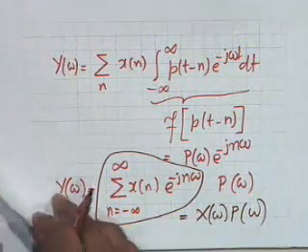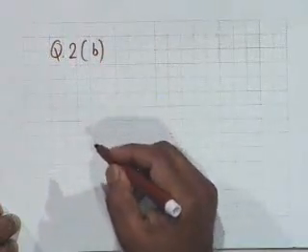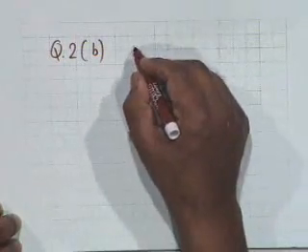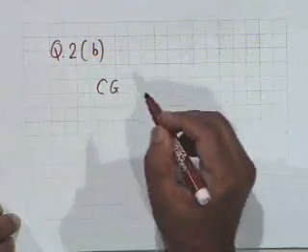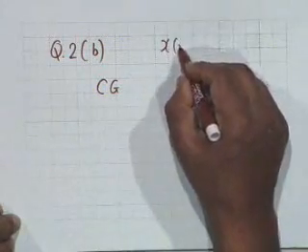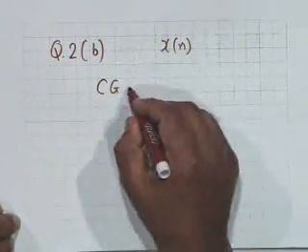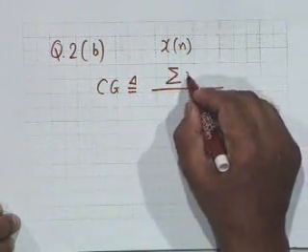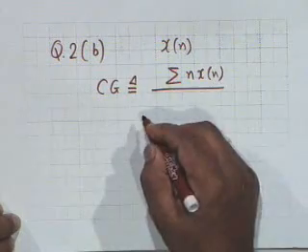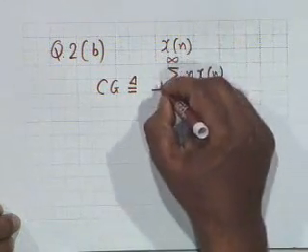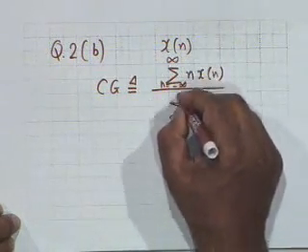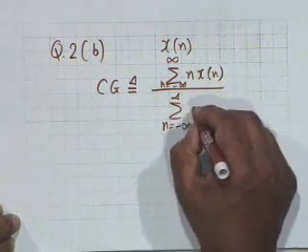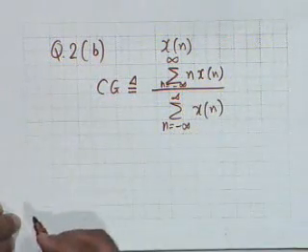All right. This was the answer to question 2a. Question 2b. Question 2b says that the center of gravity of a signal x of n, a discrete time signal, is defined as summation n x of n over summation from minus infinity to plus infinity of x of n.